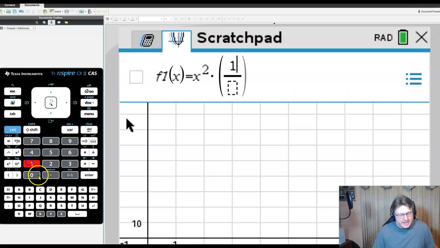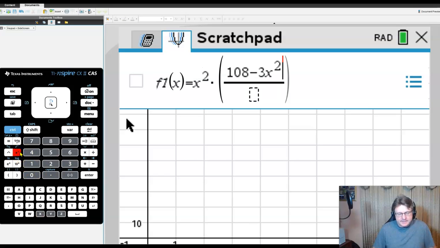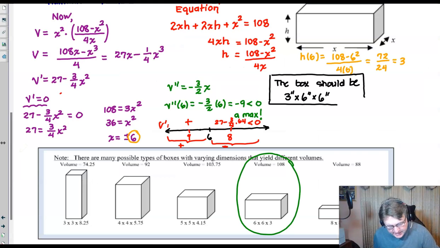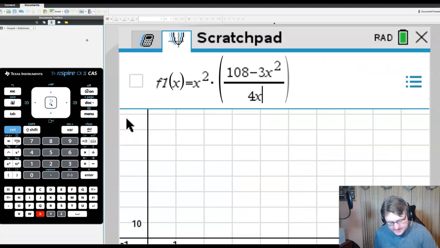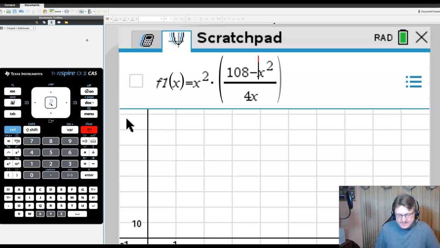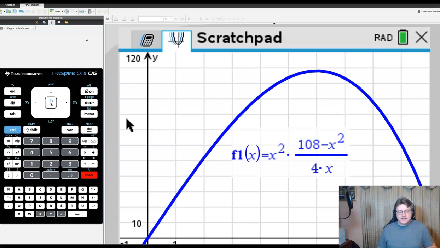So remember, we have 108 minus, and I believe it was 3x squared, if I'm not mistaken, and then all divided by 4x. Okay, I like to double check that just really quickly. 108, no, it's 108 minus x cubed over 4x. Good thing we checked, huh? So let's fix that and hit enter. Now we're in business. Now we see the graph of this volume.